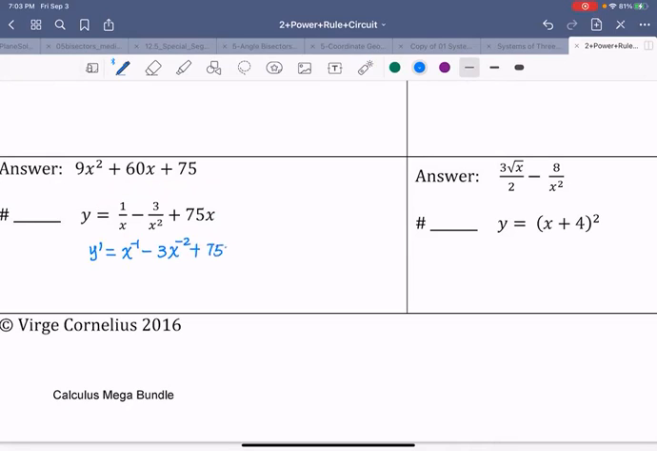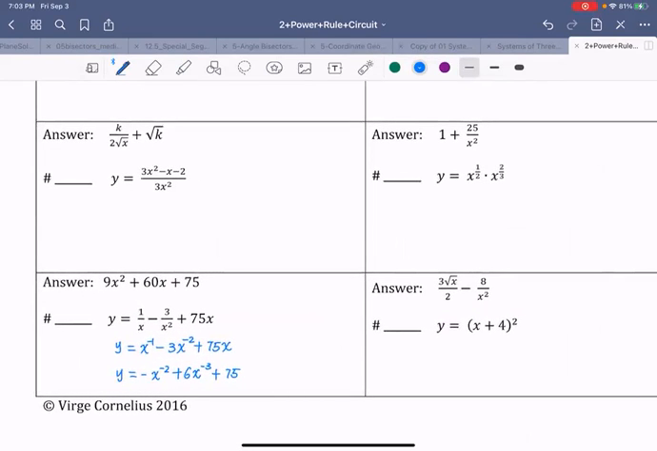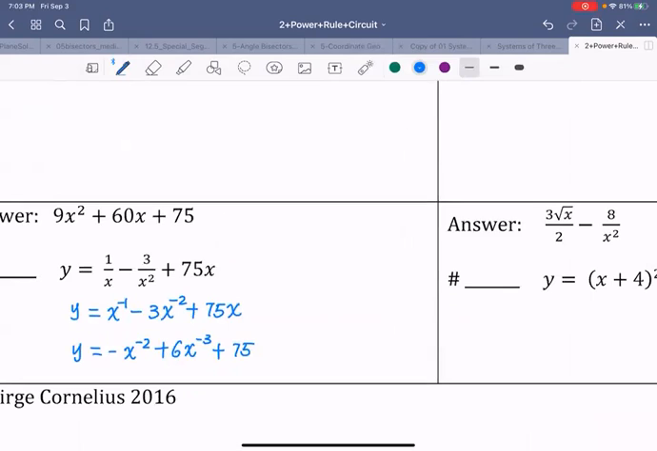Plus 95x. And then it becomes -1x to the power of -2, and then plus 6 times x to the power -3, and then plus 75. You have to put no negative exponents. Oh, they don't allow you to put a negative. Okay, so we can put this in the denominator, and then plus 6 over x cubed, and plus 75. So far, so good?